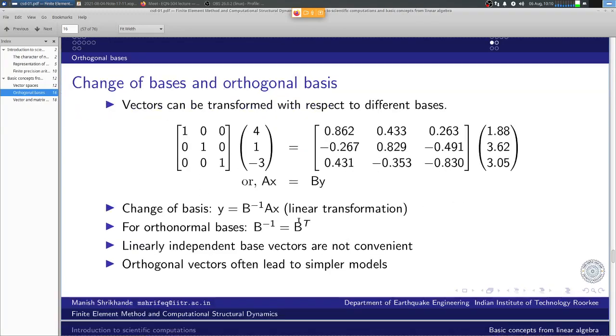Here, finding out the 4, 1, minus 3 point with respect to 1 0 0, 0 1 0, 0 0 1 means it's nothing but from the x axis, y axis, z axis, we are locating a point 4, 1, minus 3. Is it right, sir? That's right.